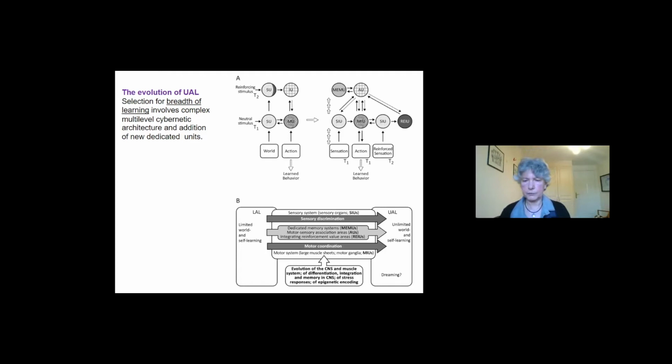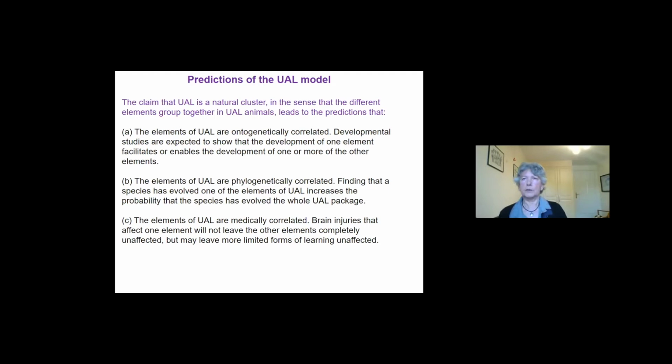Now, this kind of model has many predictions. If we're right about UAL, one of our claims is that UAL is a kind of natural cluster, in the sense that the different elements of the cluster group together. And this leads to the prediction that the elements are ontogenetically correlated. So the developmental studies are expected to show us that the development of one element will facilitate or enable the development of one or more of the other elements. This is a prediction of the model.